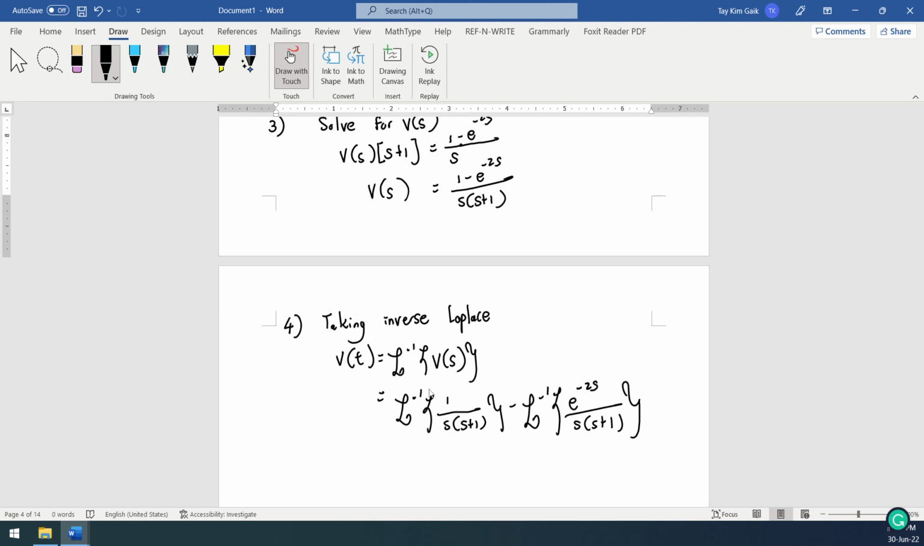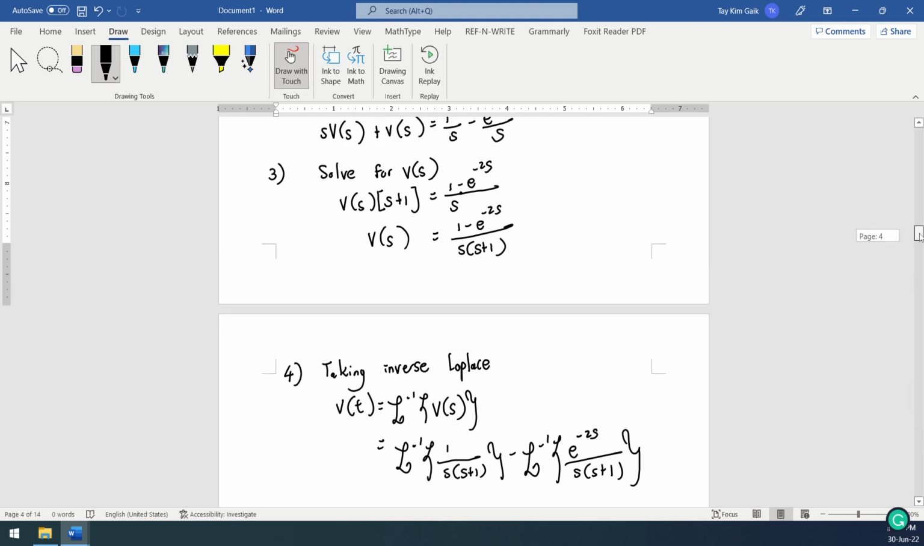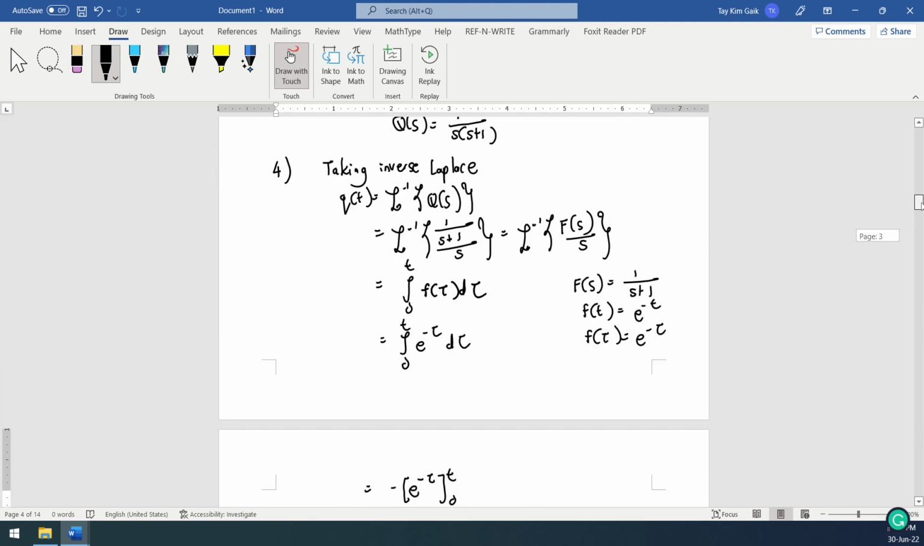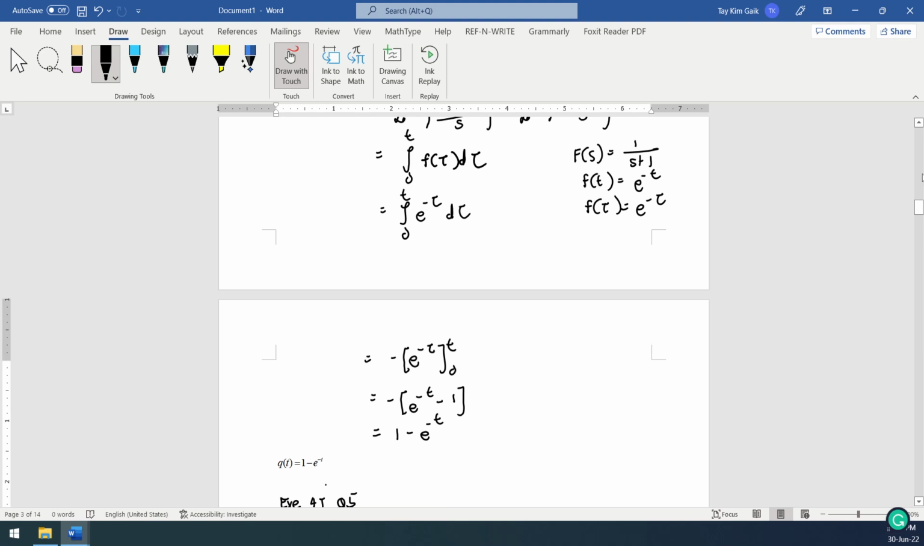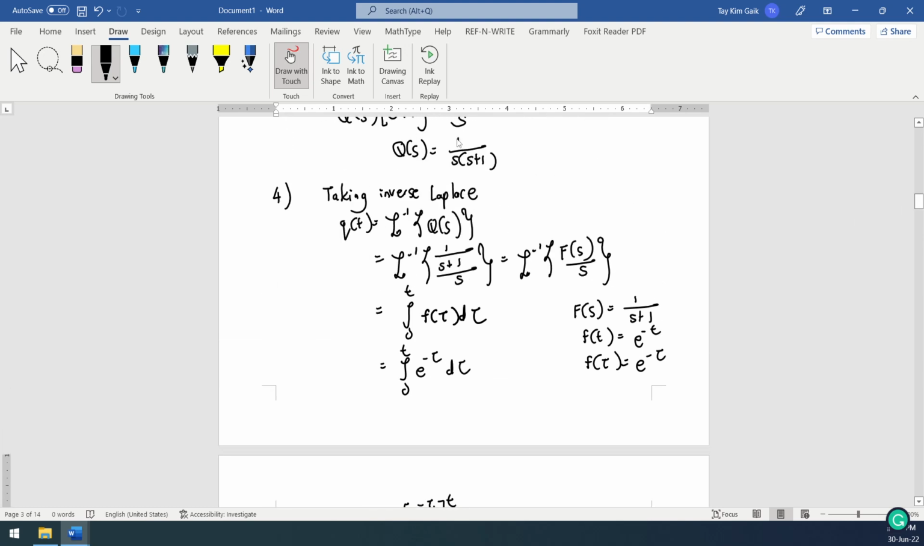And then, in question 4 just now, we have shown the inverse Laplace of 1 over s times (s plus 1), where we solved for the charge Q. The inverse Laplace of that we obtained is 1 minus exponent negative t, by using the transform of integral, or you may use partial fraction.